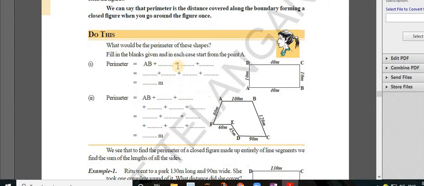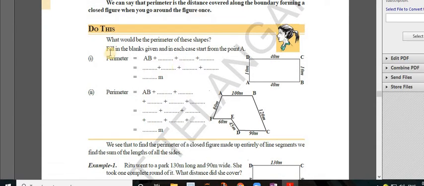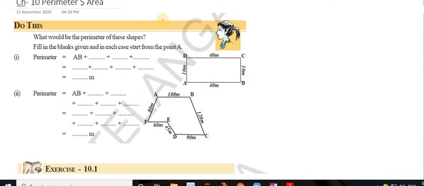And now students, we are going to solve these questions one by one. Here he has given Do This, and these are the questions he has given. So we'll start. Students, here is the question to us: what would be the perimeter of these shapes? He has given fill in the blanks, and in each case, starting from point A. So from here he has given AB, and now from B to C, BC, CD and DA.